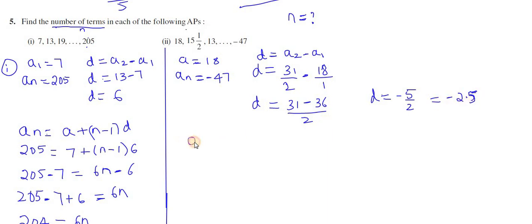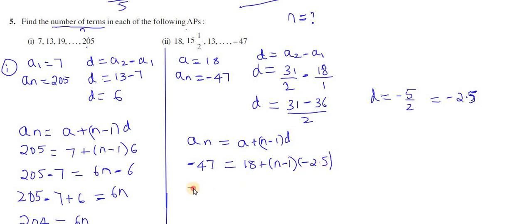Okay, now we need to find the n value. So we know that an is equal to a plus n minus 1 into d. So here an is equal to a plus n minus 1 into d. Okay, so what is an? So an, we just wrote that, is minus 47, which is equal to a, the value is 18, plus n minus 1 into d, the d value is minus 2.5.